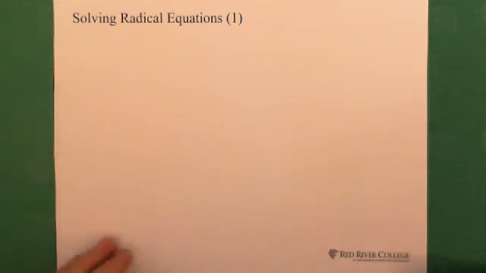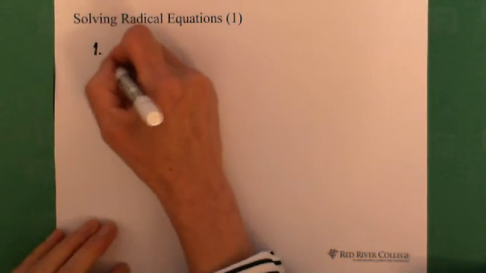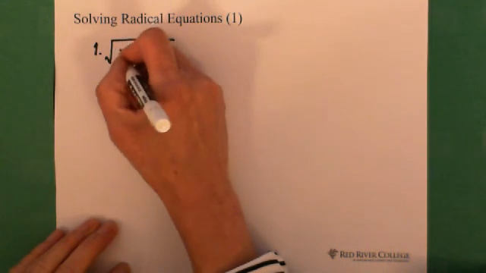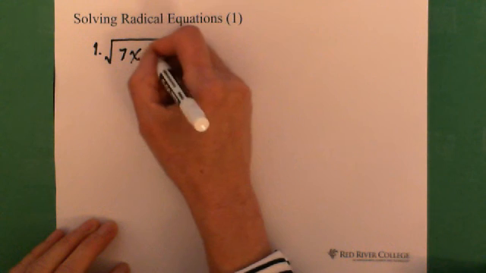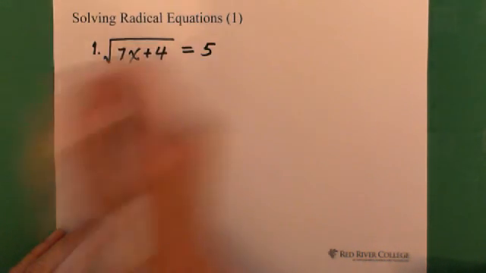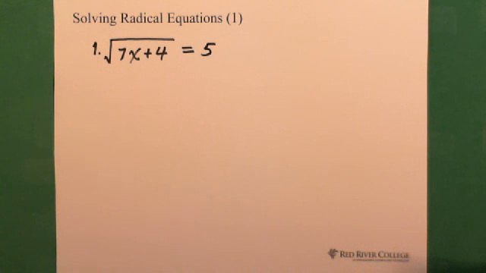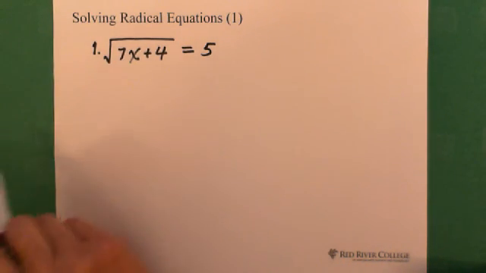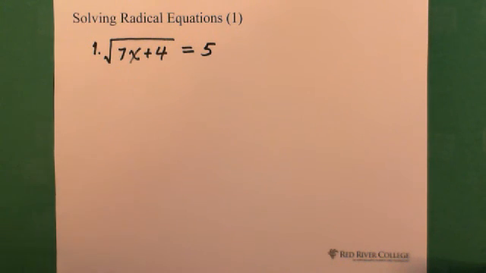The square root of 7x plus 4 equals 5. This is a radical equation because there is a variable inside the radical. To solve a radical equation, obviously we need to get rid of the radicals.